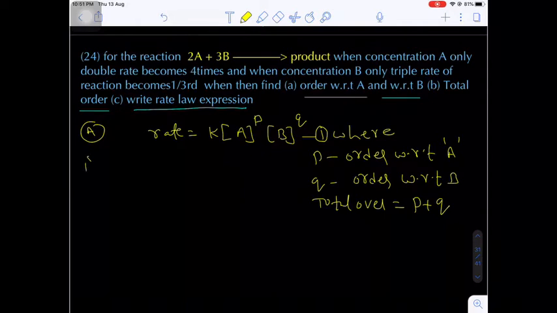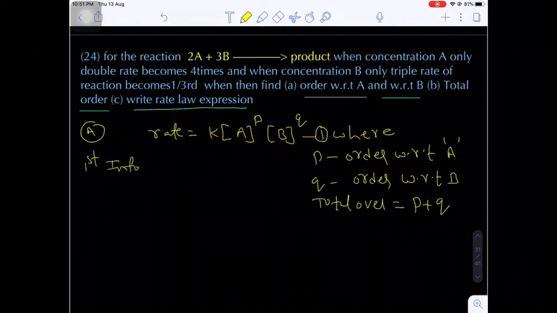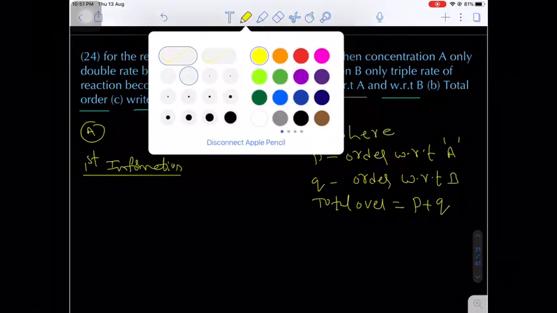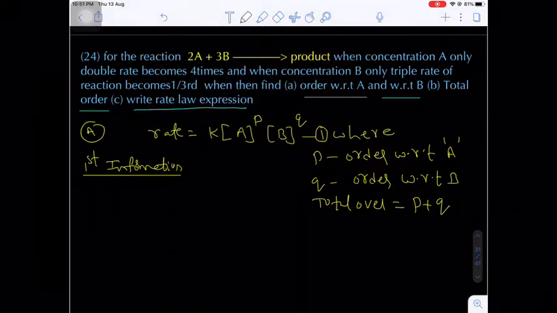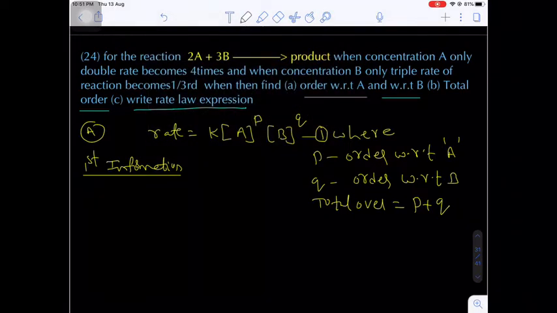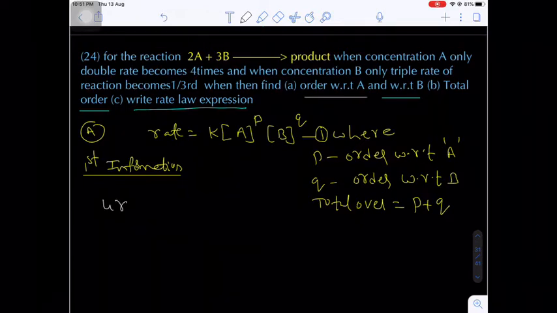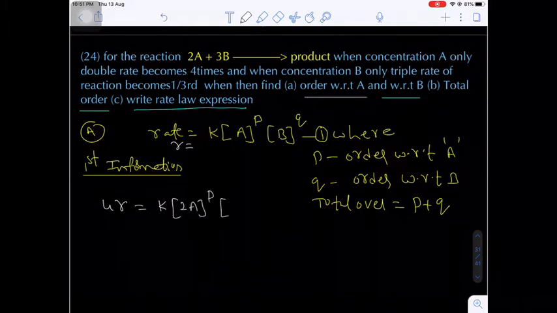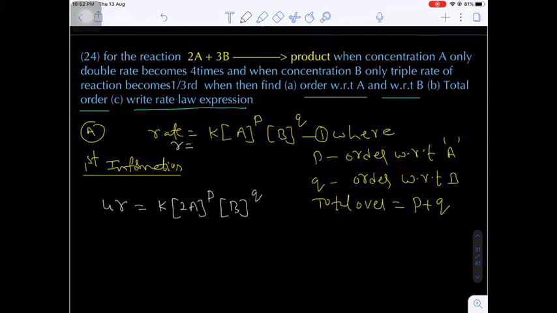Now here, what is the first information given? According to the first information, when the concentration of A only doubles, rate becomes 4 times. So I am taking 4 into R. This will be rate R. 4R will be equal to k, A only doubles, A becomes 2A to the power p, and B concentration does not change, that will be [B] to the power q. Are you getting my point? Now this will be equation number 2.